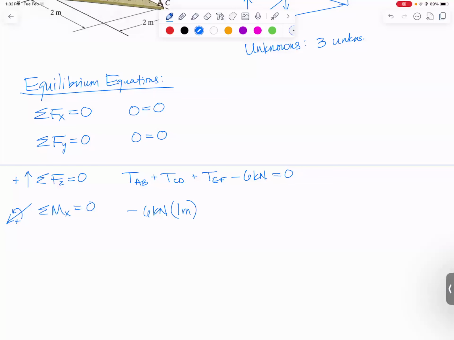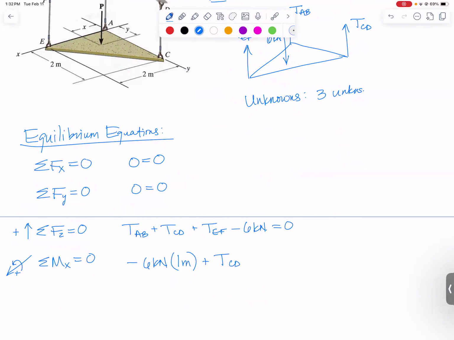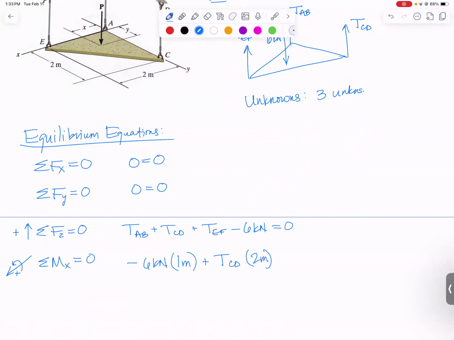That's one of the moments about the x-axis. And then the only other force that can cause a moment about the x-axis is this TCD, because it's out here to the right and going upward. It is going to cause a positive moment according to the right-hand rule. So I will have plus TCD, and then I need its perpendicular distance away from the x-axis. So there's the x-axis, there's the force, and the perpendicular distance will be just this y distance right there, which is 2 meters. And that can be solved very quickly. We get that TCD is 3 kilonewtons in the direction that I drew it on my diagram.